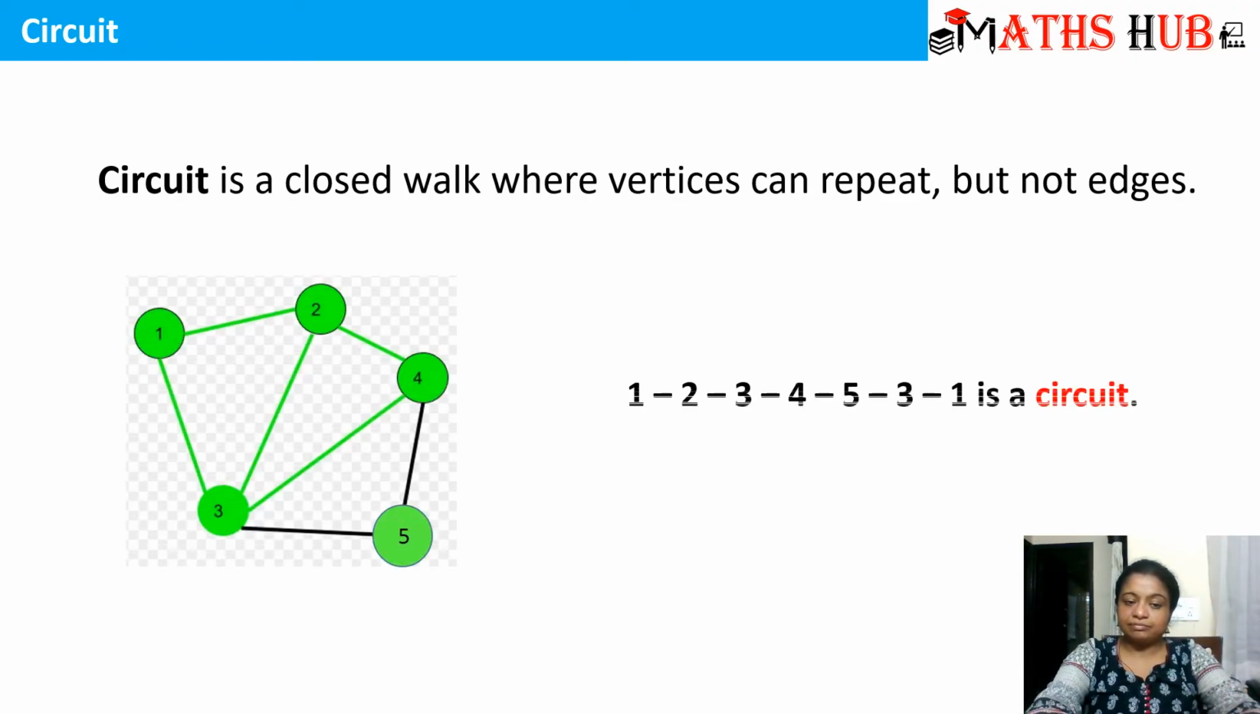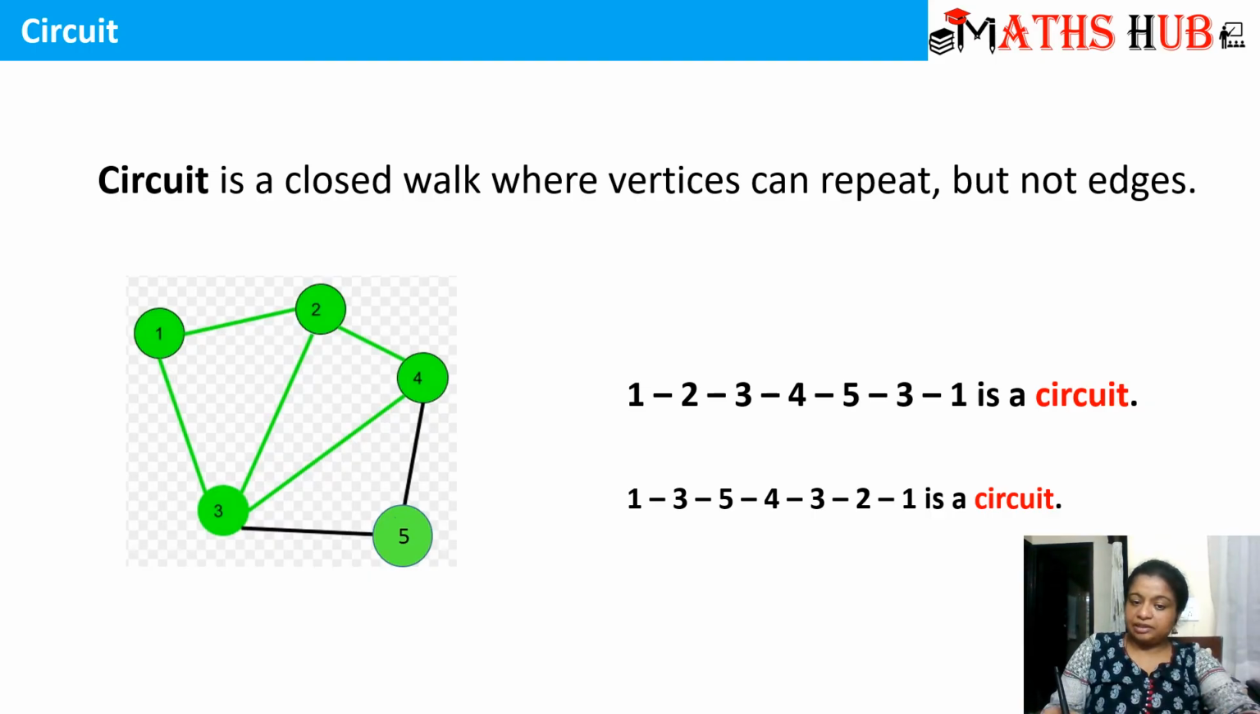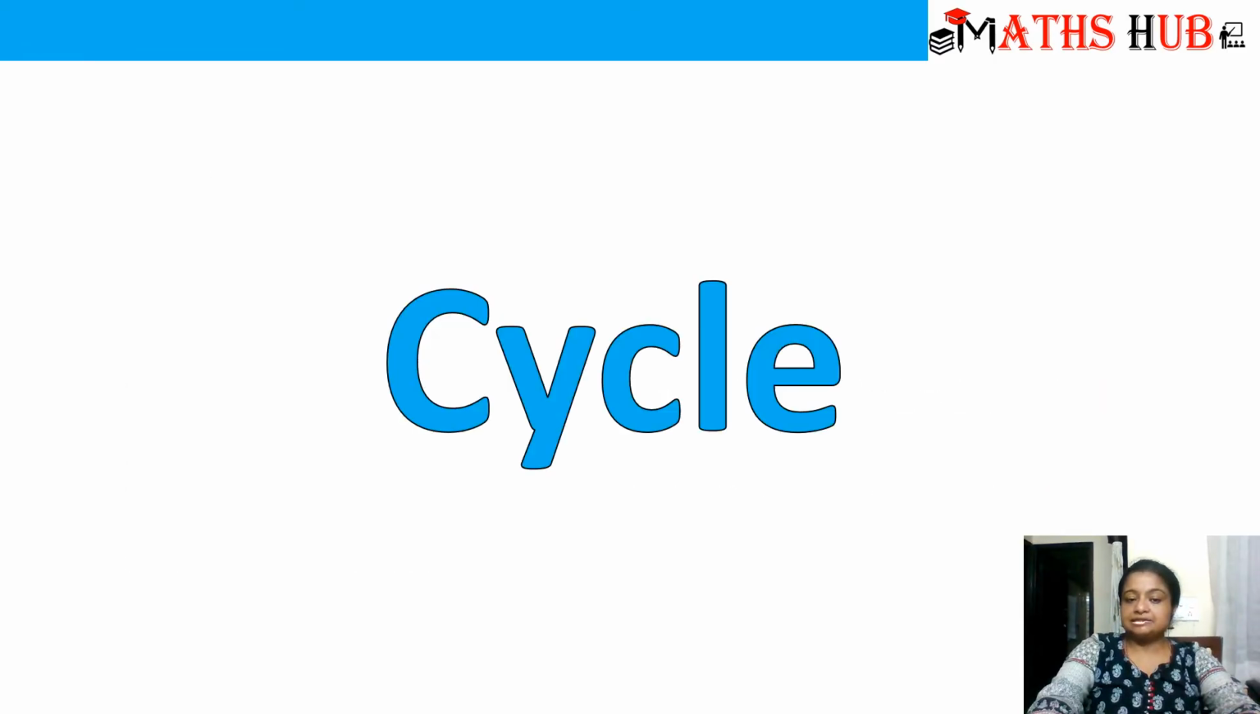So again in the same graph, we can say that 1 to 2, 2 to 3, 3 to 4, 4 to 5, 5 to 3 and 3 to 1. It's a circuit. Why? Because you can see that it is a closed trail. Here vertices are repeating but not the edges. Right? Then the next one. 1 to 3, then 3 to 5, 5 to 4, 4 to 3, 3 to 2, 2 to 1. So again it's a circuit from 1 to 1, right? Next, cycle.